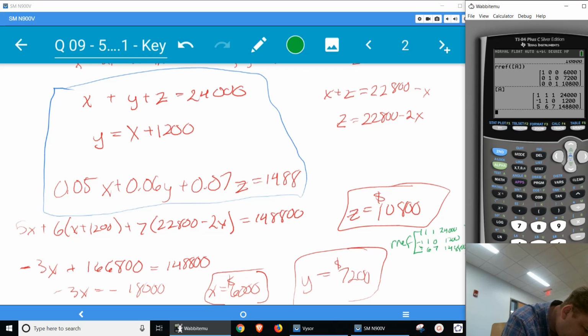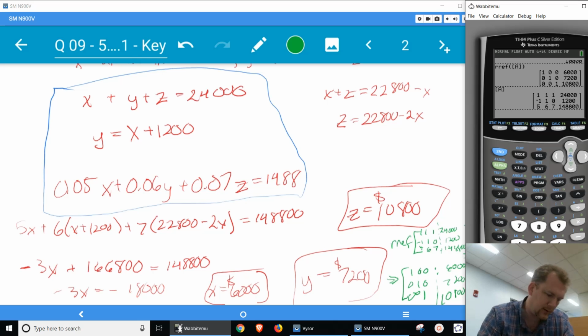And then that gave you the identity matrix. And then it gave you the answer. Oops. 6,000. 7,200. 10,800. You can do it that way as well. Okay, doesn't matter to me.